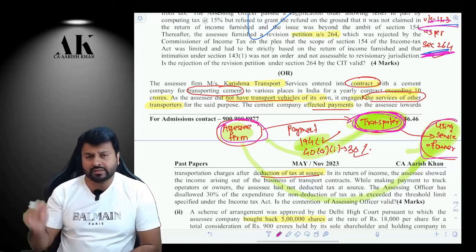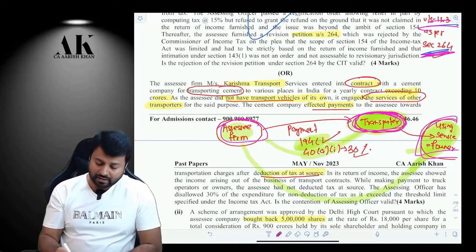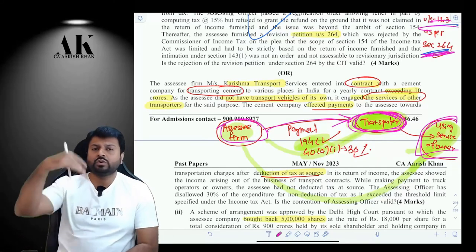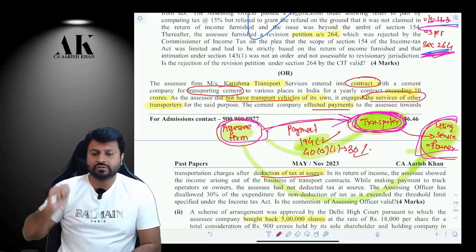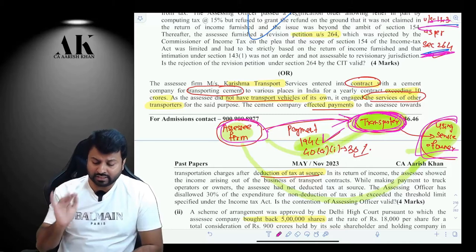They have taken service of some other person. They are not owning the vehicle. They are taking services of some other person. Now, if you are making the payment to such a transporter who is not owning the vehicle, who is outsourcing the service to somebody else, are you supposed to deduct TDS under 194C? Yes, you are supposed to deduct TDS under 194C.